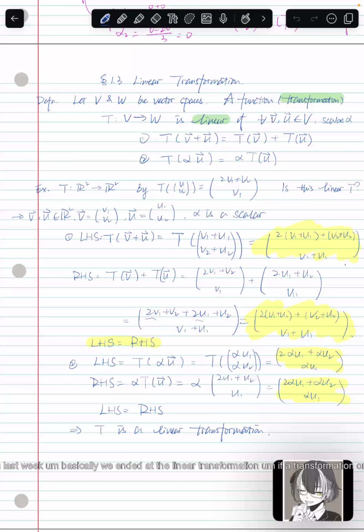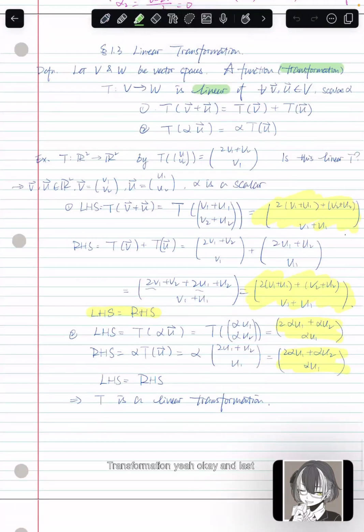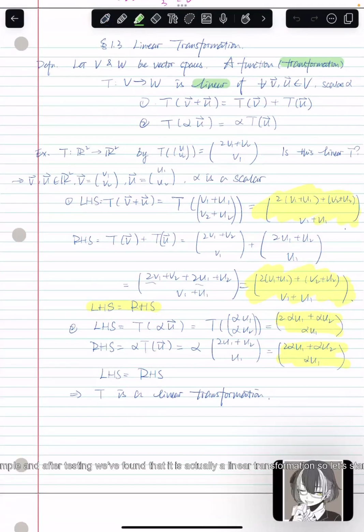Okay, so let's continue from last week. Basically we ended at the linear transformation. If a transformation or a function satisfies 1, 2 here, then it is called a linear transformation. Last time we've seen an example, and after testing, we found that it is actually a linear transformation. So let's start from another example.